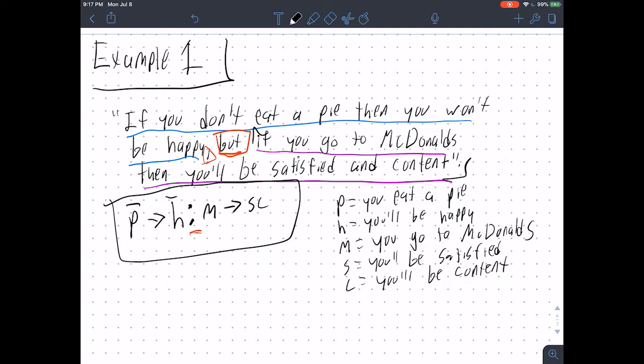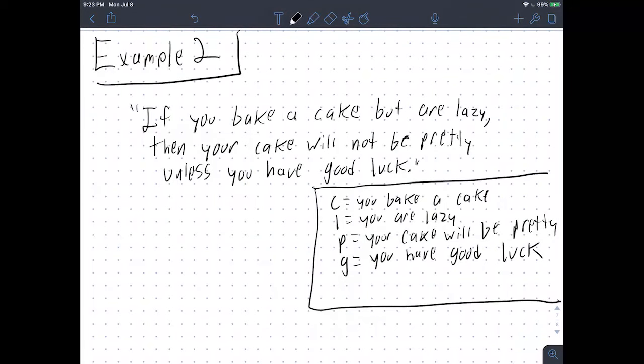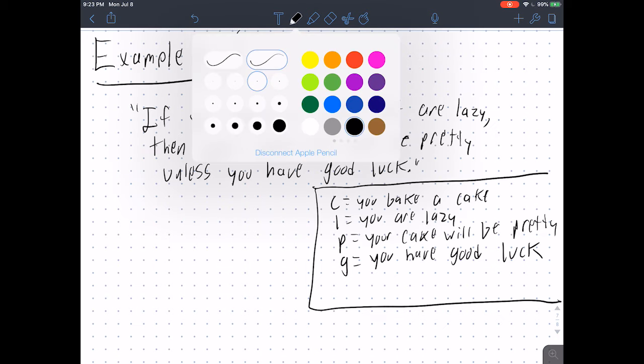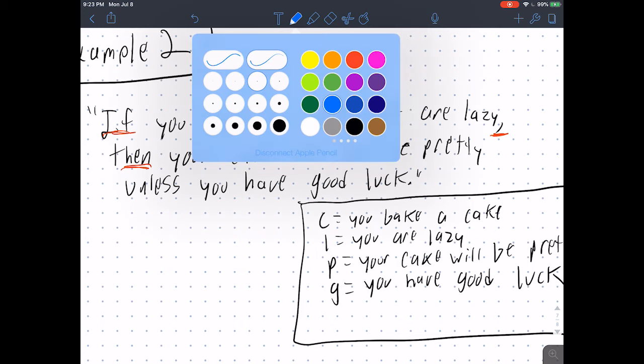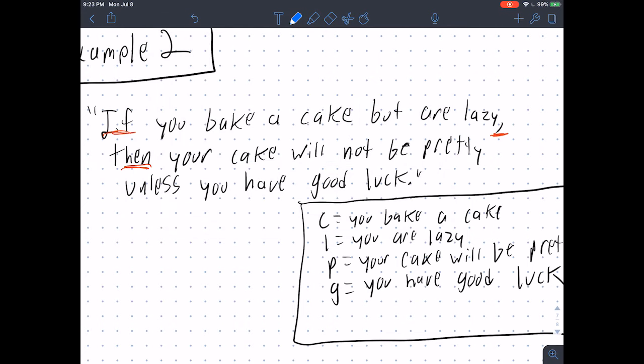Let me conjure up another one real quick. Okay, second translation example. So we are working with the sentence, if you bake a cake but are lazy, then your cake will not be pretty unless you have good luck. With the translation key, the letters should be pretty obvious. So, zoom in for a second. So we have a comma here, right? We have an if here, and we have a then here. So what that tells us is, since we have our comma followed by then with an if at the beginning of the sentence, the whole thing is going to be a conditional.